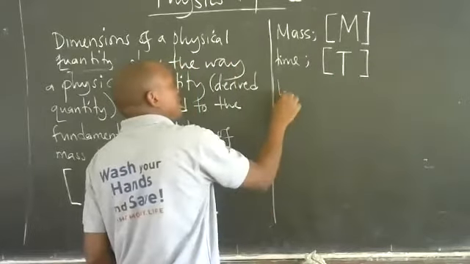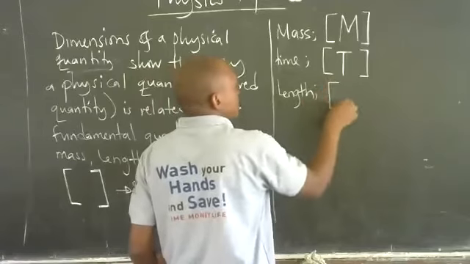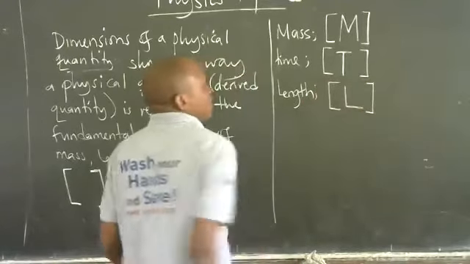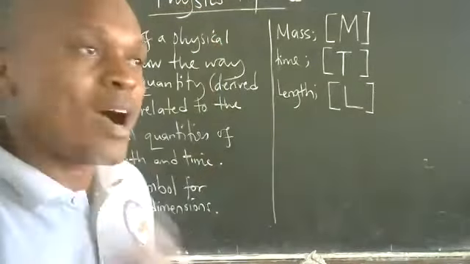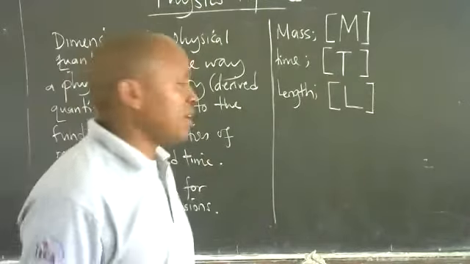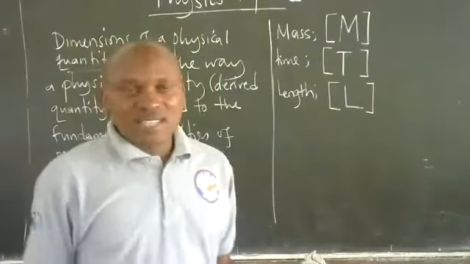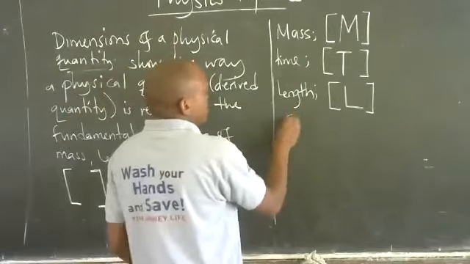And then the one for length shall always be writing L. That's how we shall be representing dimensions of a quantity such as mass, a quantity such as time, and a quantity such as length. That's the symbol of dimensions. Now, let me start with this example.